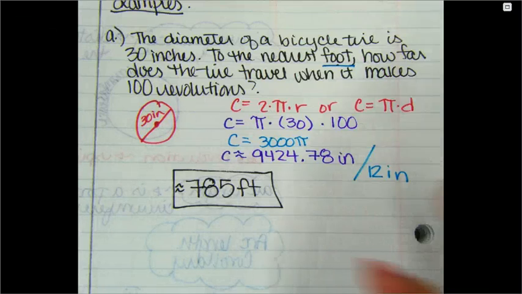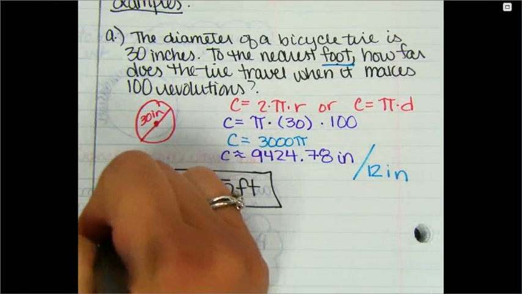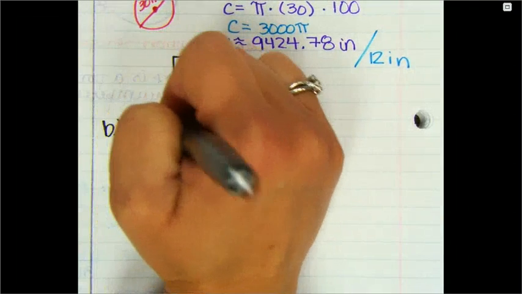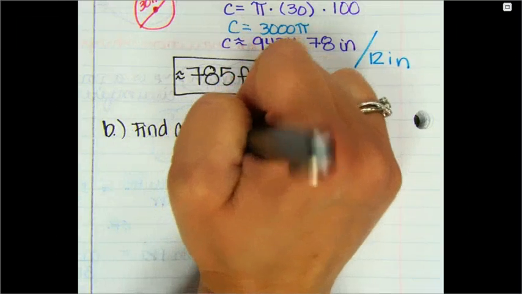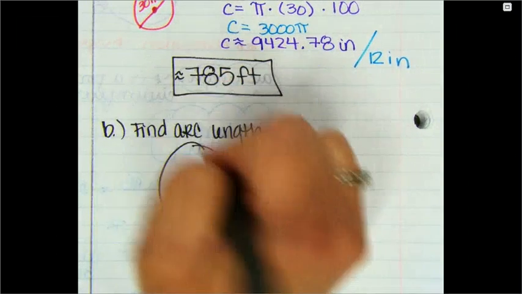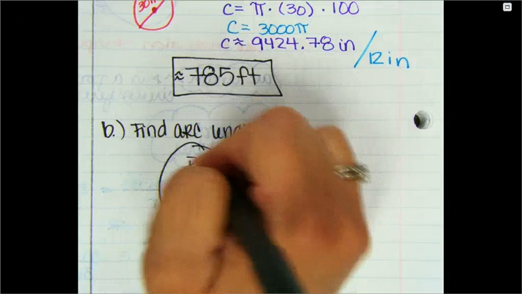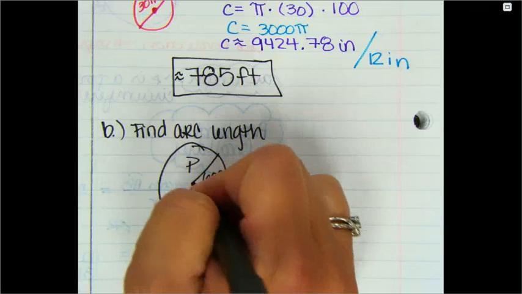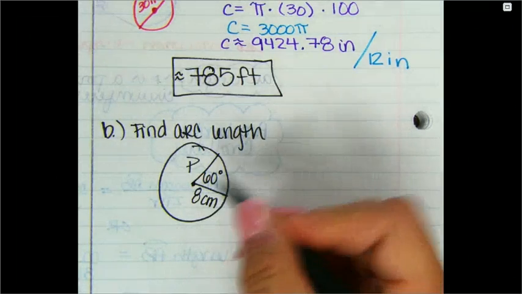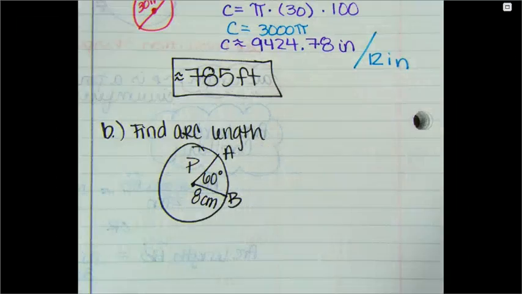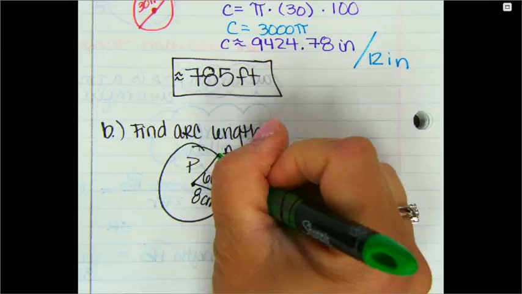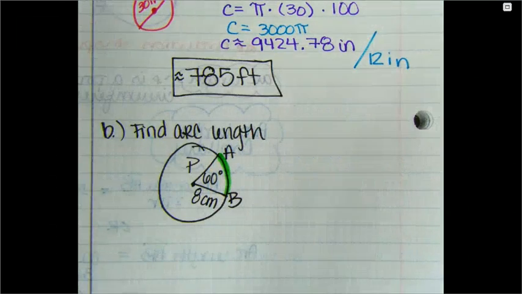Good? Alright, example B. We need the extra talking to stop though. It says find arc length. That says 8 centimeters. That says 60 degrees. This says A, this says B. I want you to find this arc right here. Got it? Go solve it.